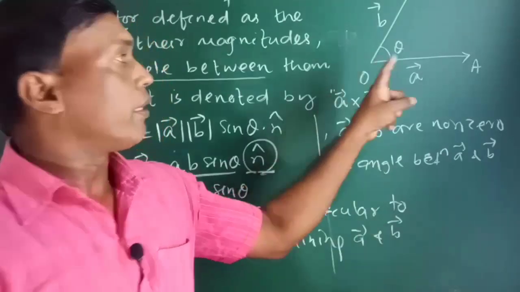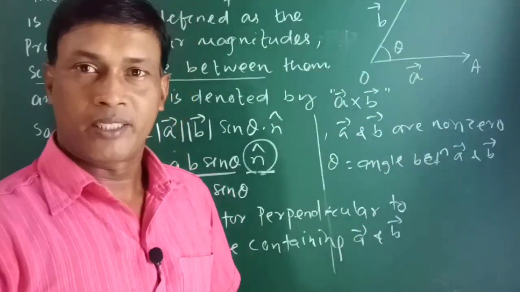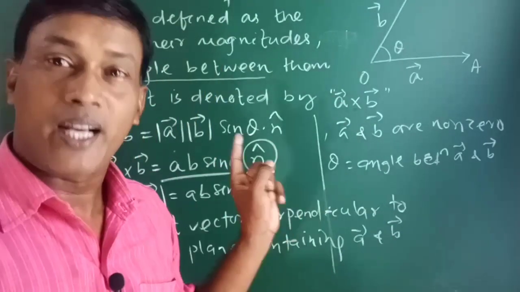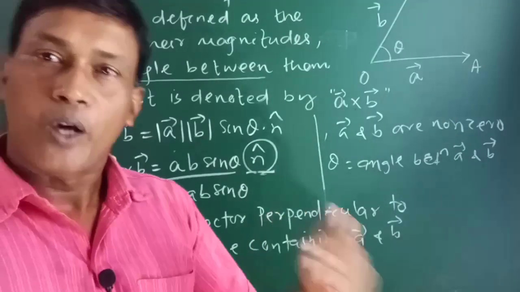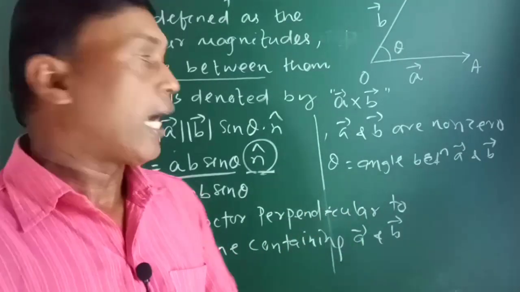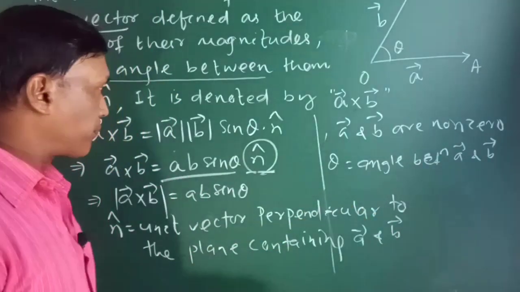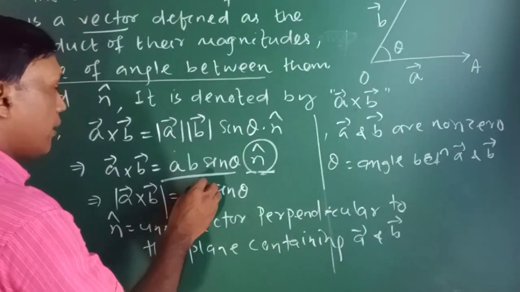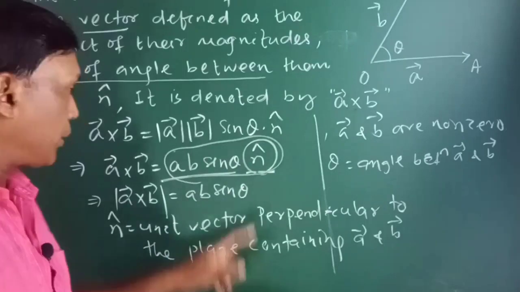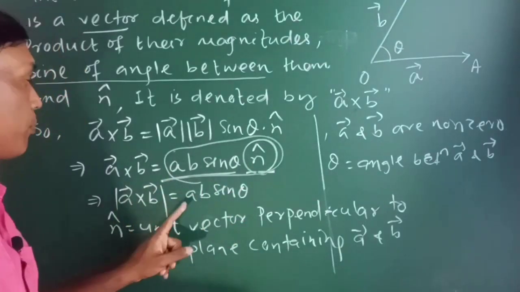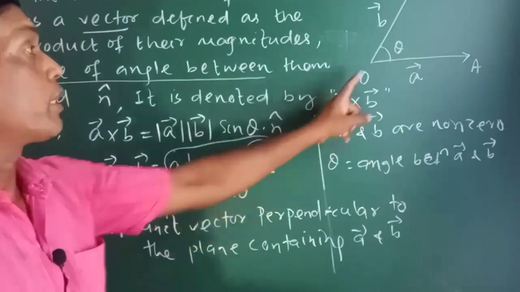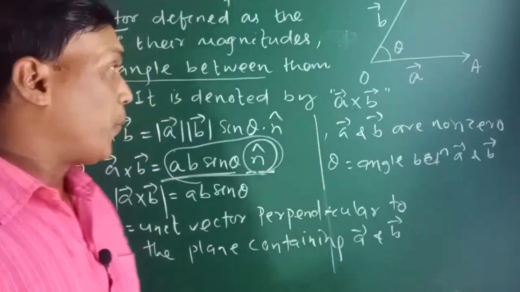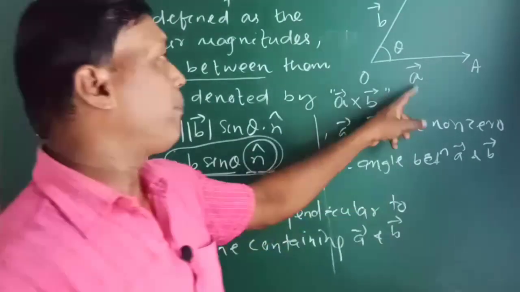Perpendicular means it may be upward or it may be downward. This can be obtained by two rules. The two rules are, one is the right hand thumb rule or the screw rule. I will describe it after some time, but look here. A cross B is a vector quantity, and A cross B is AB sin theta n cap, the definition of cross product. The magnitude of A cross B is AB sin theta. The direction is always perpendicular. That means A cross B is a vector which is perpendicular to both A vector and B vector.